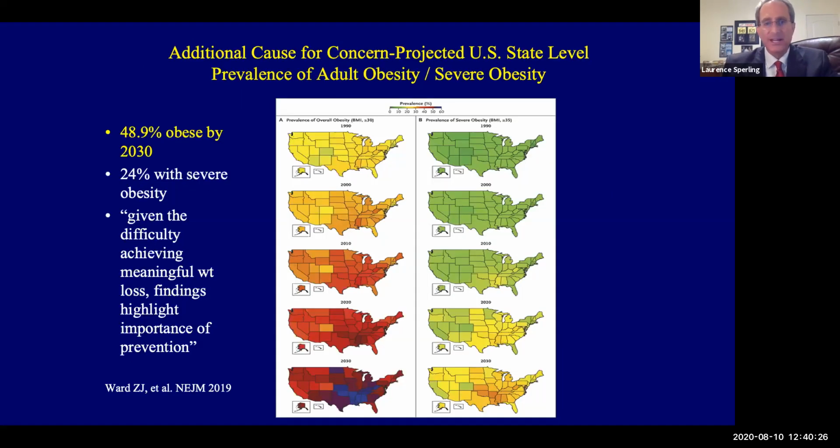Another concerning trend is the obesity epidemic tied to cardiometabolic risk and diabetes. This is a paper from the New England Journal of Medicine about 6 months ago now, with the prediction that about 50% of American adults will be obese by 2030, and 1/4 of adult Americans with severe obesity. So clearly, this is an important part of the preventive challenges ahead of us.